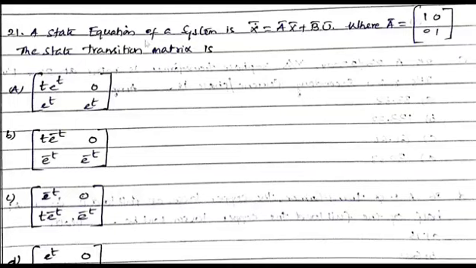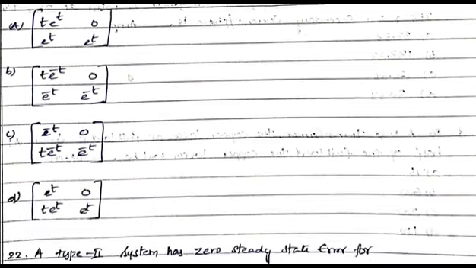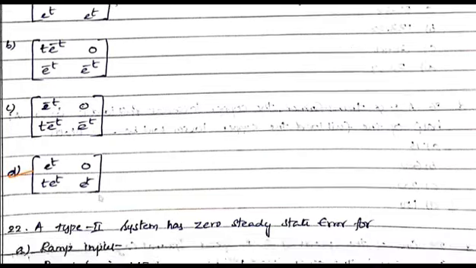Next one, a state equation of a system is x dot bar is equal to A bar x bar plus B bar u, where A is the matrix 1 0 0 1. The state transition matrix will be, for this question, it is D, that is e power t 0 t into e power t, e power t here. Okay.